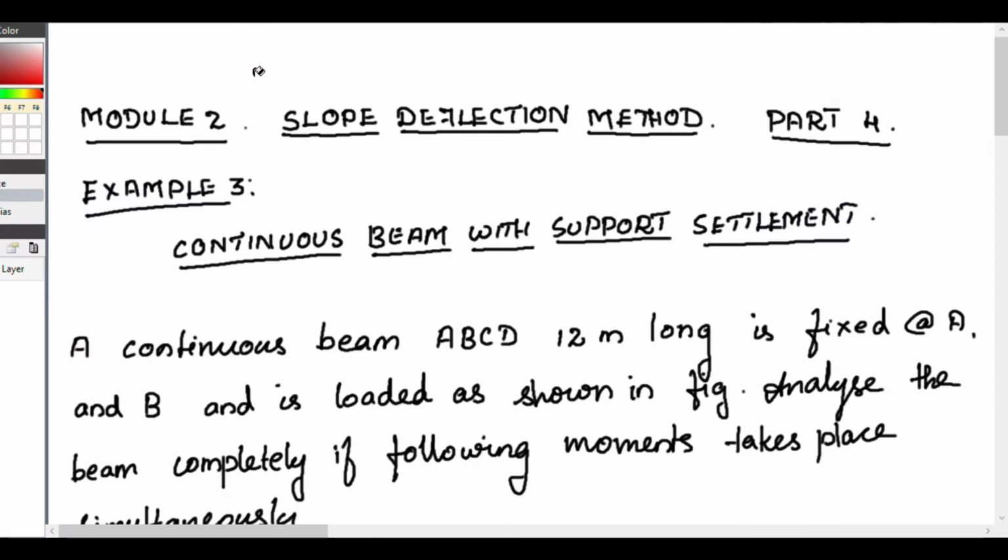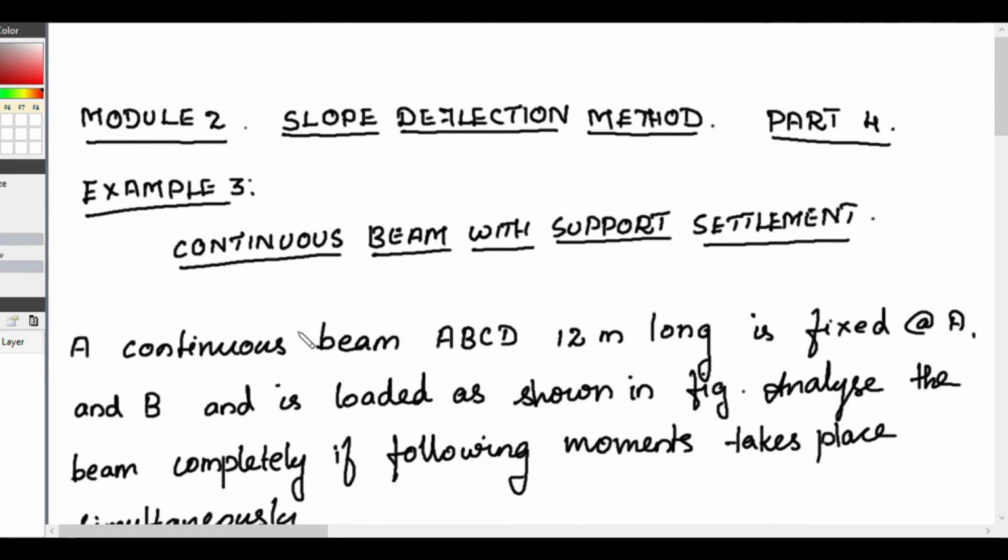Welcome everybody. Today we are going to see another example. This is our second module about slope deflection method, analysis of continuous beams using slope deflection method. And this is our fourth class and we are doing example 3. And this problem is different from the first two problems.